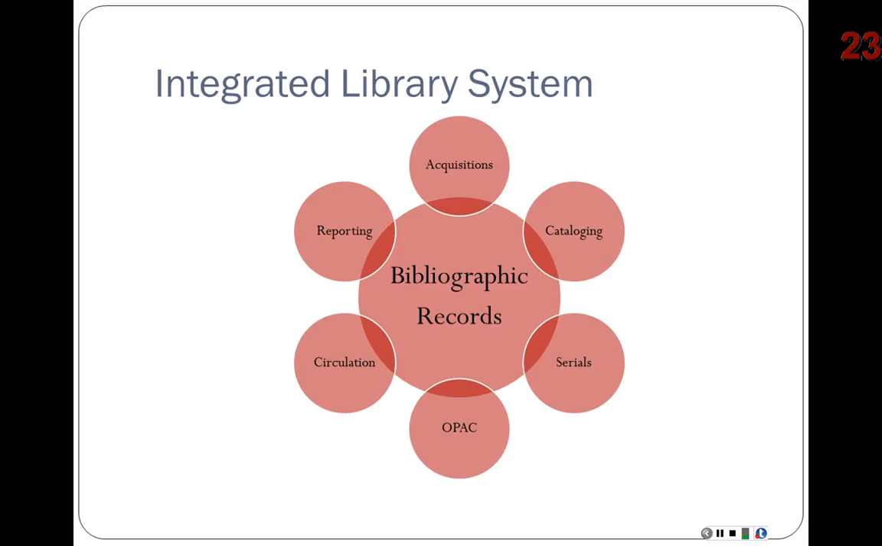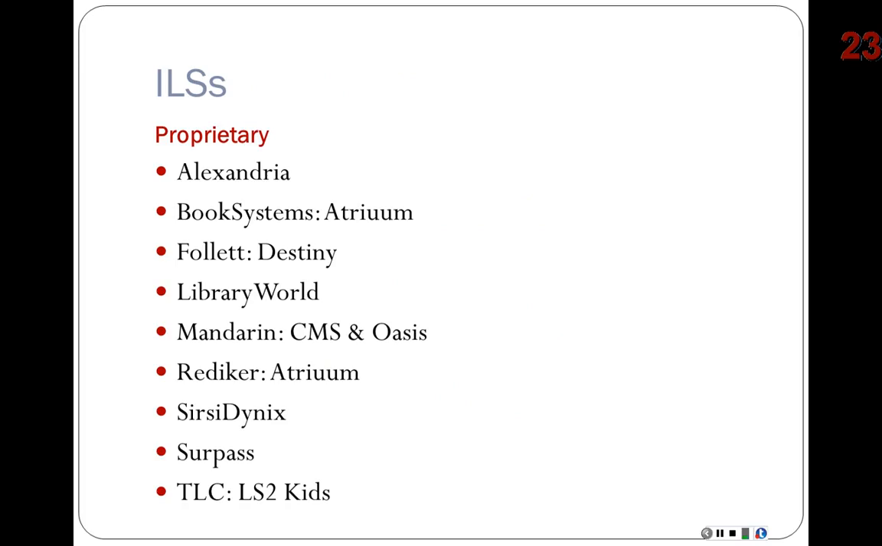All of these functions connect, as I've said before, to the bibliographic record, which is the essential element in an integrated library system. So there are two ways a library can implement an integrated library system. The first is to purchase a license to the software.